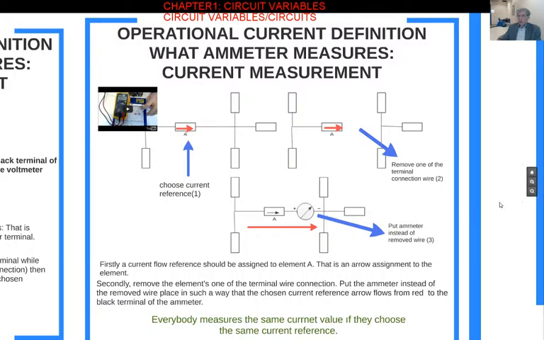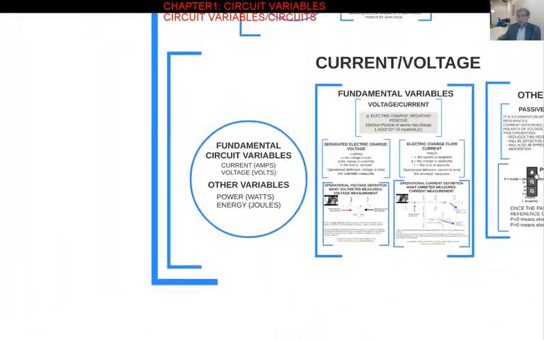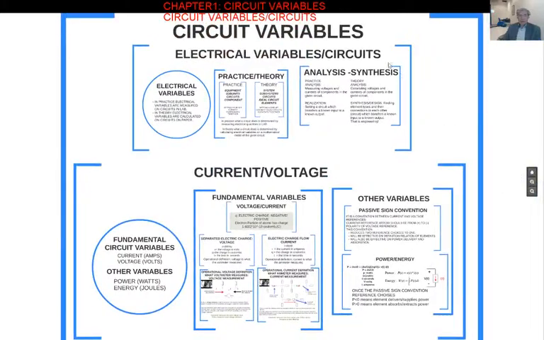So let's see what we have done here. Go to the home. We mentioned the variables and their relation with the circuit, and then we said there are two basic variables, current and voltage, and what they are and how we measure this current and voltage we explained here. The next step, we will be examining the other variables, which are power and energy.